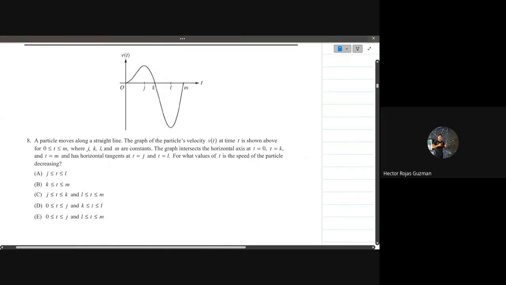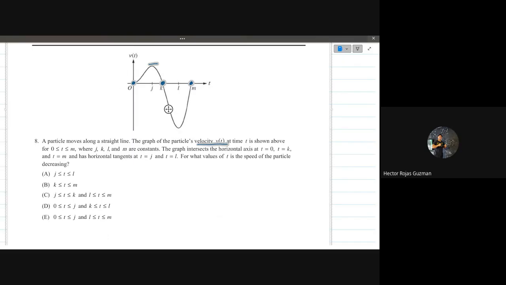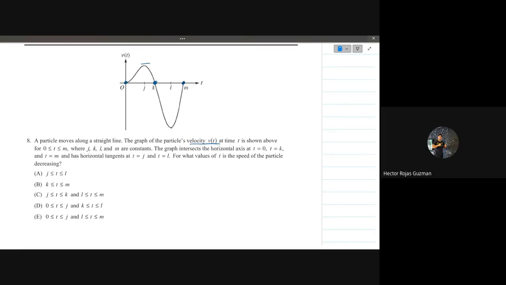A particle moves along a straight line. The graph of the particle's velocity is shown, okay, where J, K, L, and M are constants. The graph intersects the horizontal axis at t equal to 0. So we got an x-intercept right here. At K, we got one right there, and at M. We have horizontal tangents at J and L. Whoa. Gotta make sure I touch the graph right here. For what values of t is the speed of the particle decreasing?